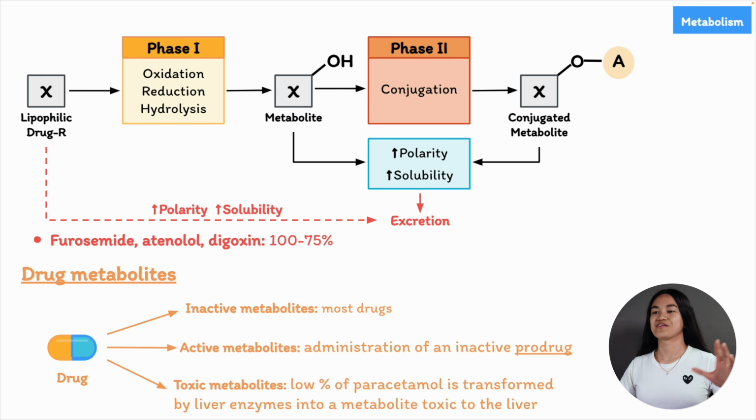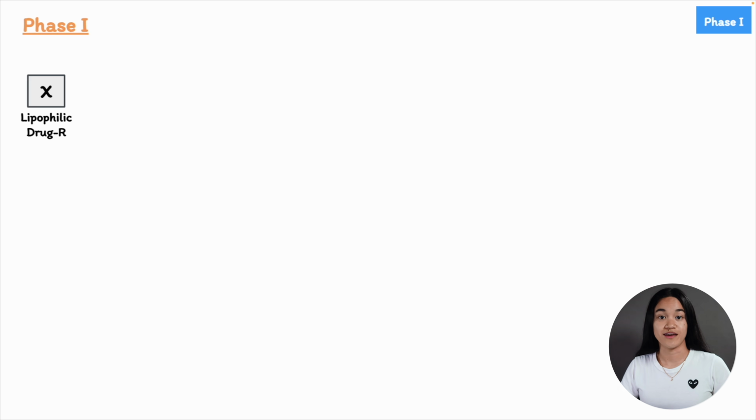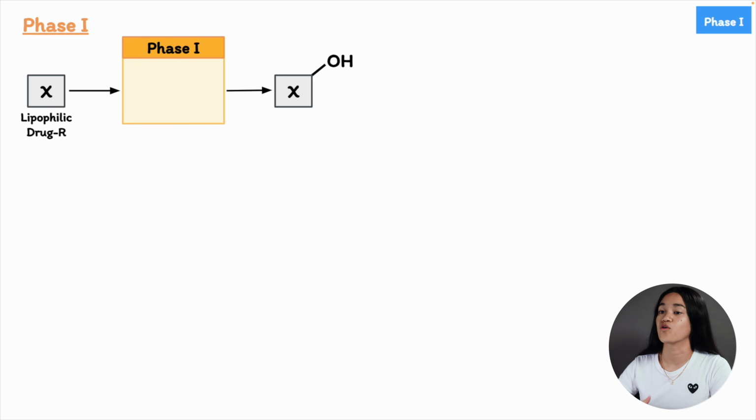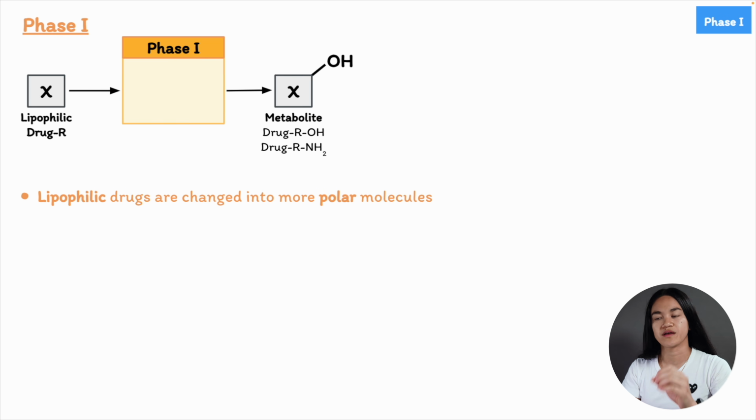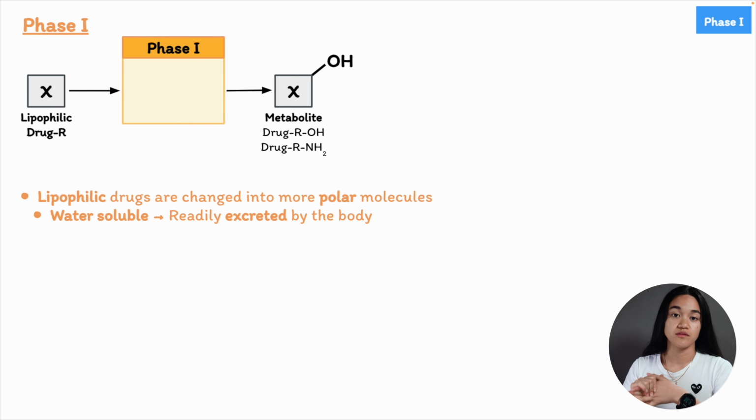Now that we've talked about the different kinds of metabolites, let's break down the two main types of metabolic reactions further, starting with phase 1. But remember our goal here. Remember the goal for metabolism. In the first step, lipophilic drugs are changed into more polar molecules by adding or unmasking a polar functional group, such as a hydroxyl group. Okay? Again, the purpose of these reactions is to make the drug more water soluble and also ready to react with the phase 2 metabolic reactions to make the drug more readily excretable by the body.